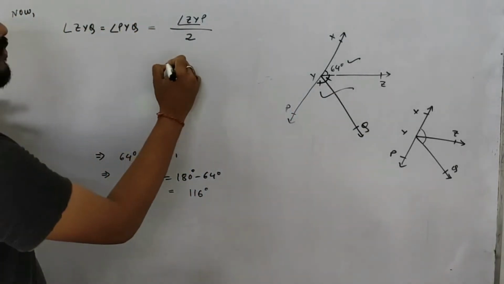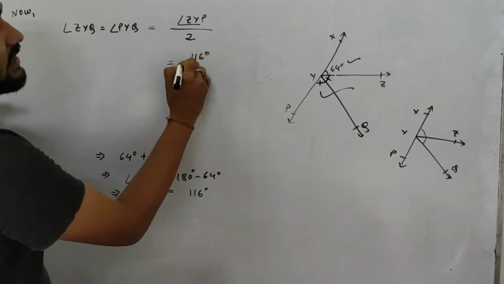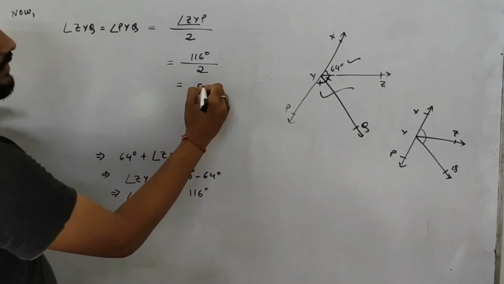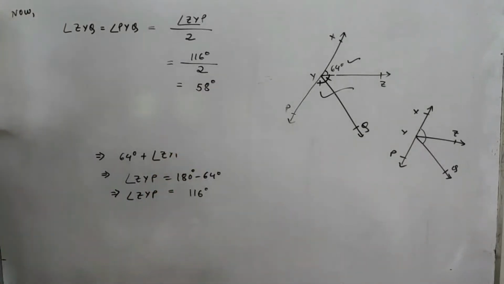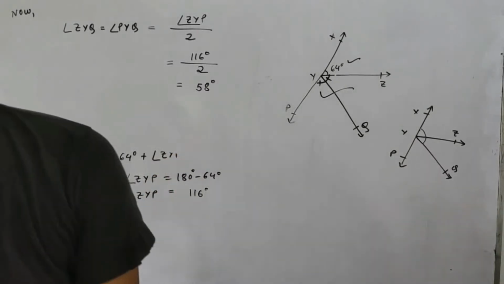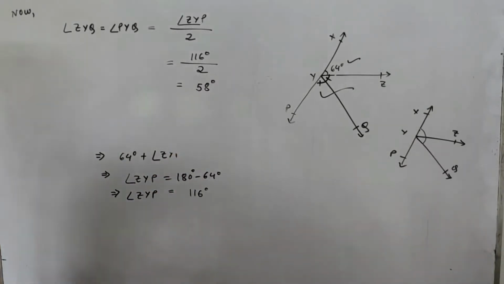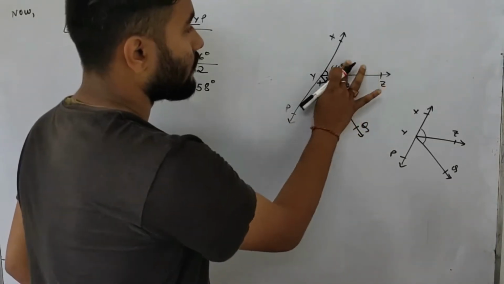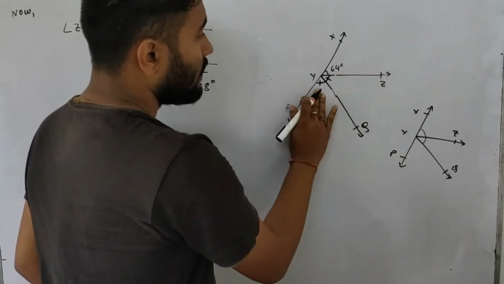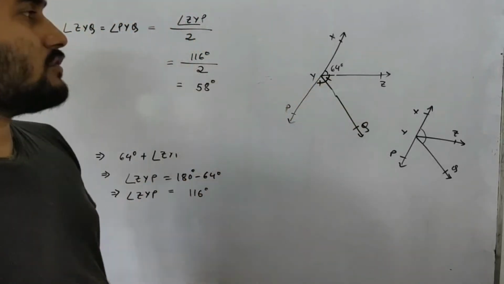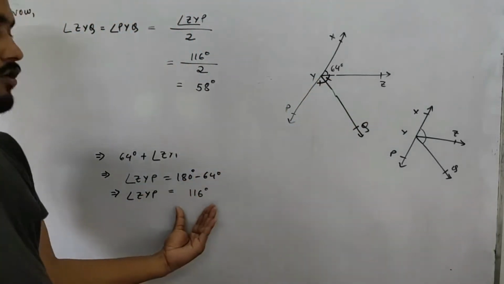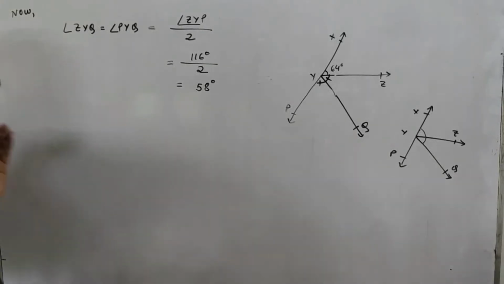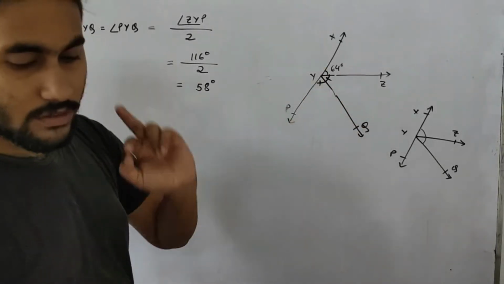But in this question, the whole complete angle is how much? 116 degrees. So divide it by 2, you will get 2 5 is 10, 11, 2 8 is 16. That is 58 degrees. Understood? That means this part is 58, this part is also 58. Overall how much? Overall 116 degrees. Okay, we have got this part also and we have got this part also.